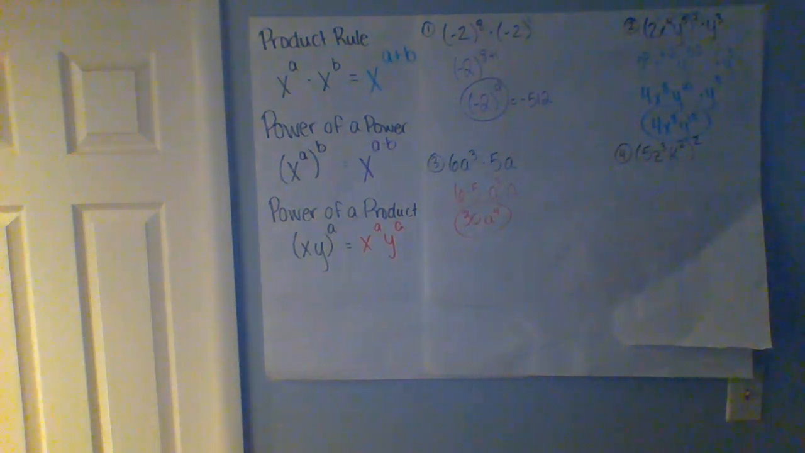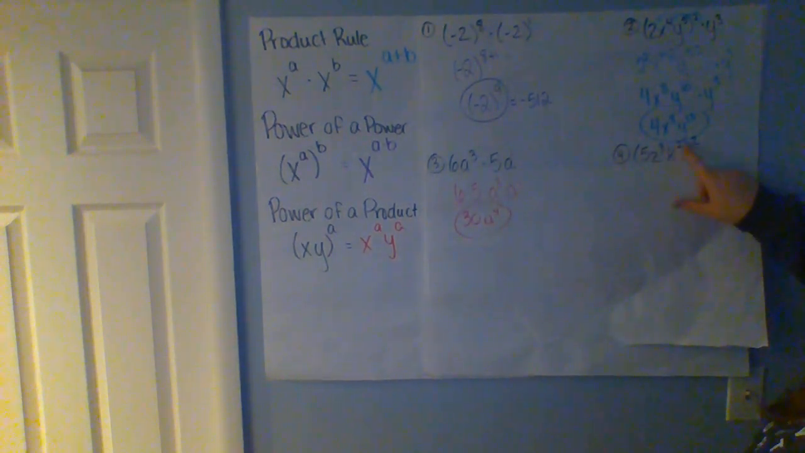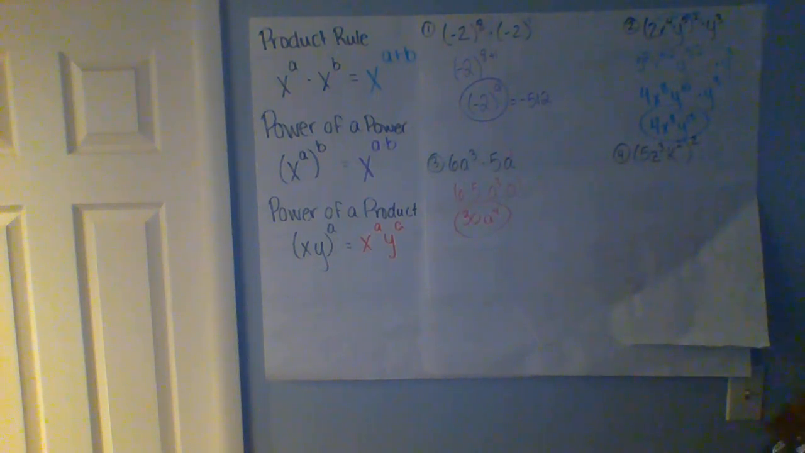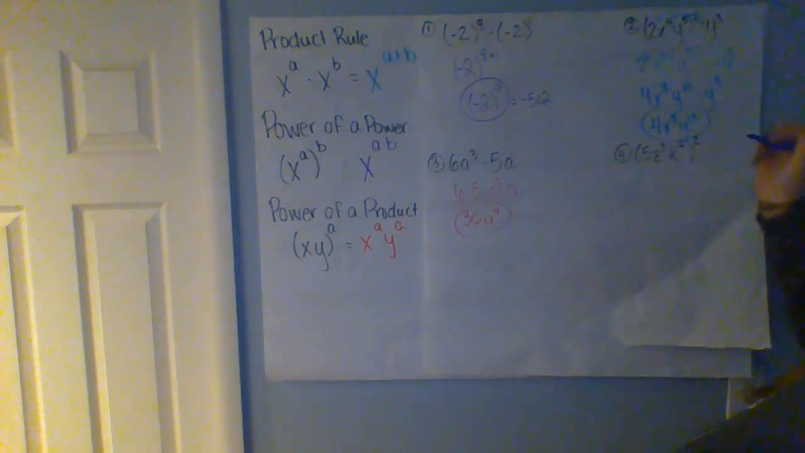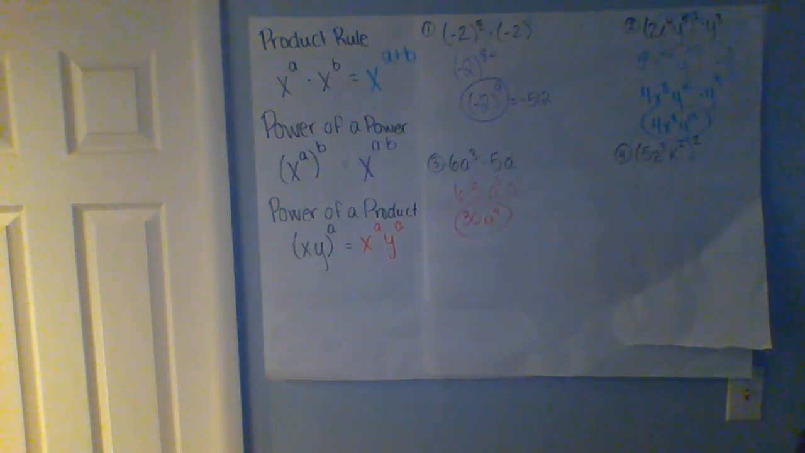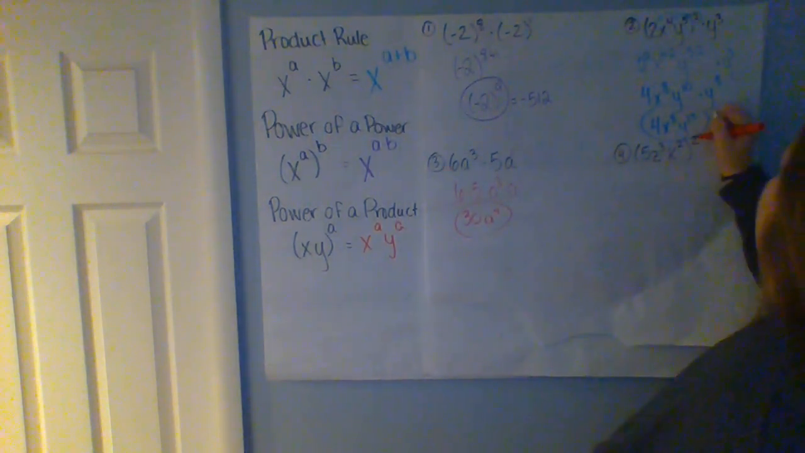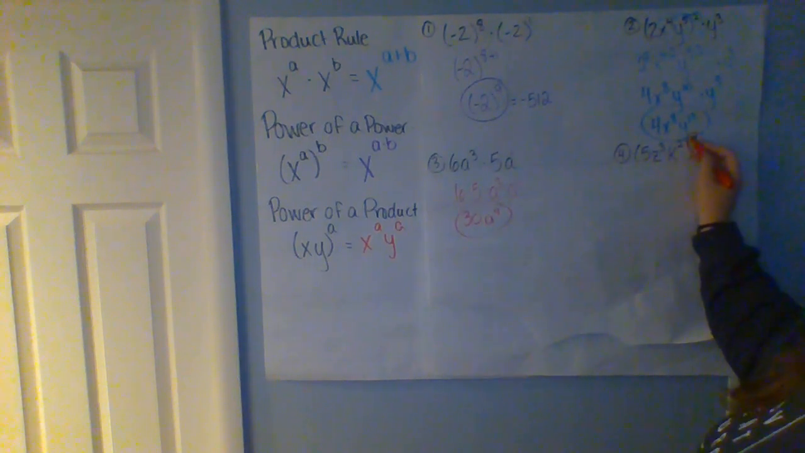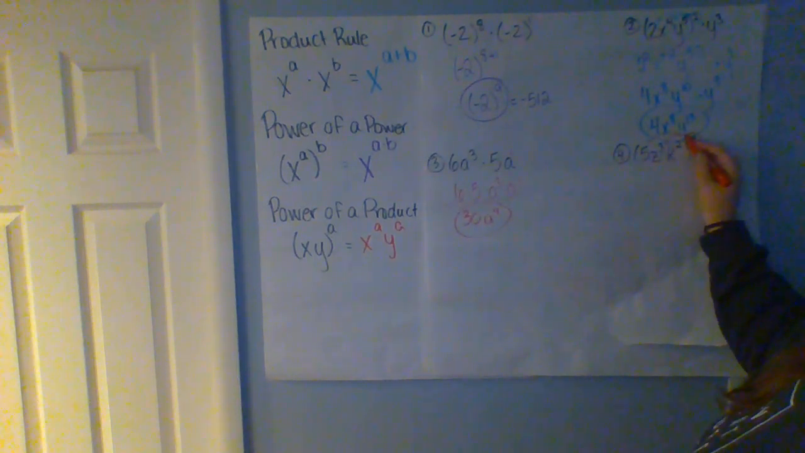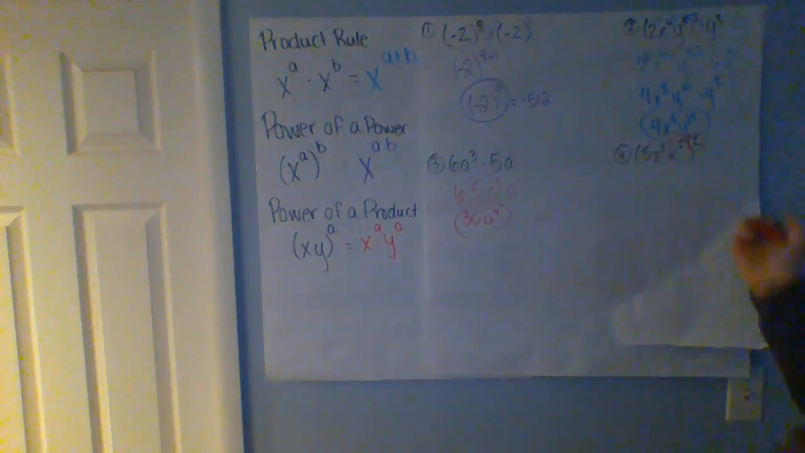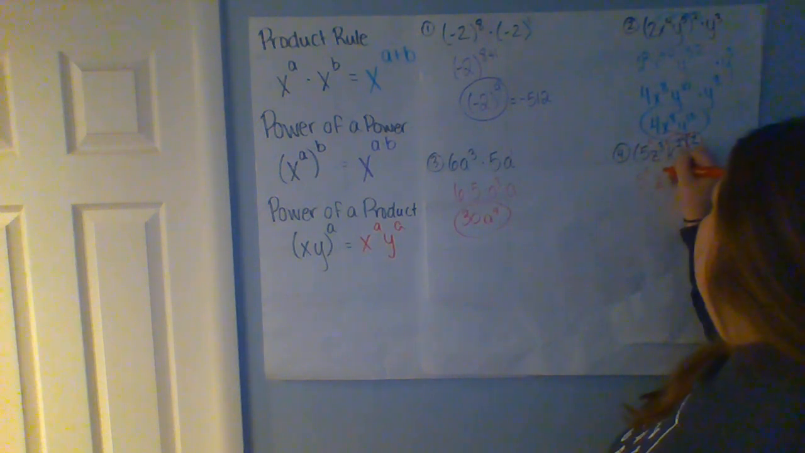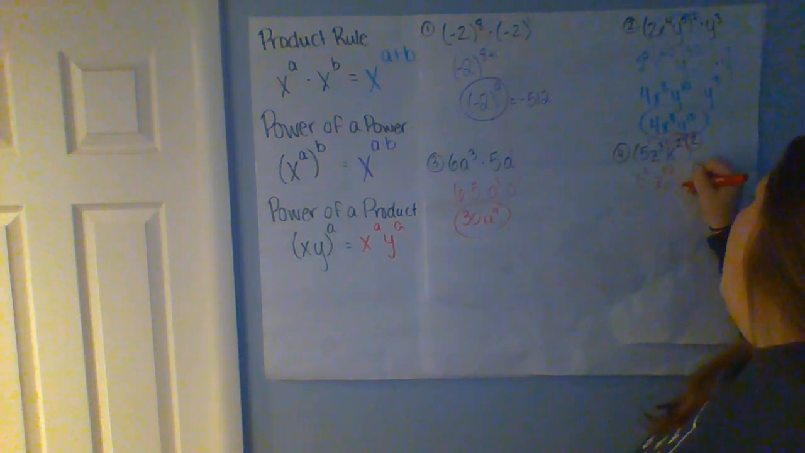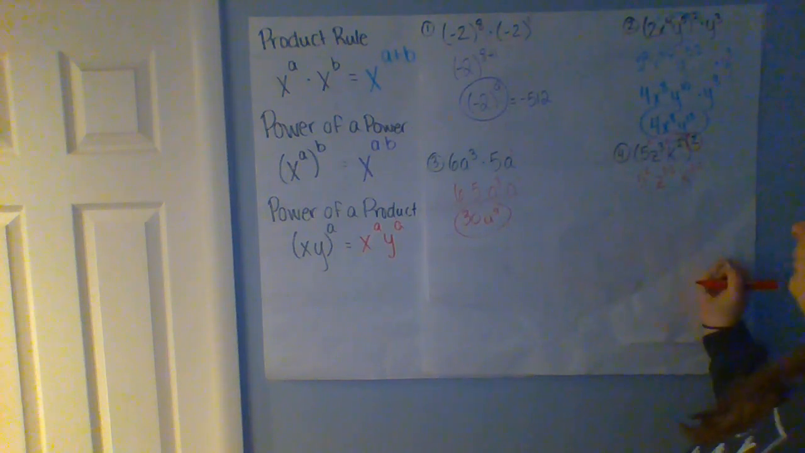Now our last example, we have 5z to the 3rd k squared, all to the 2nd power. So this is very similar to this first part of number 2. So we're going to use a different color instead of blue, and bring this exponent out here into all of these inside. So it's going to be 5 squared, z to the 3 times 2, k to the 2 times 2.